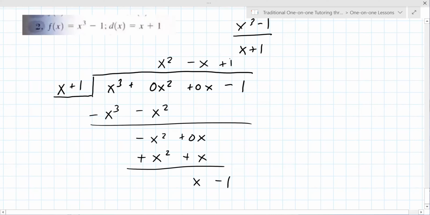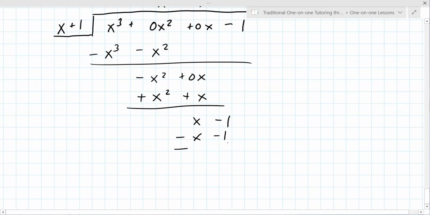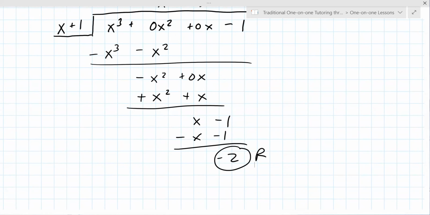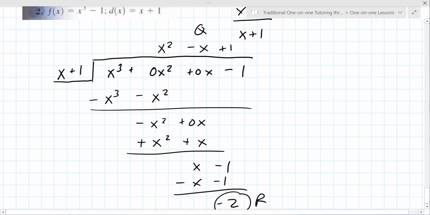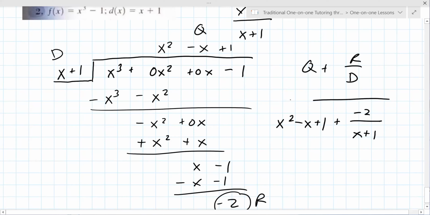So you put a 1 here, that gives you x and a 1, and then you negate. So you get negative 2. This is your remainder. This is your quotient up here, and this is your divisor. So it's quotient plus remainder over divisor. It's x squared minus x plus 1 plus negative 2 over x plus 1. This is your summary statement that they're looking for.